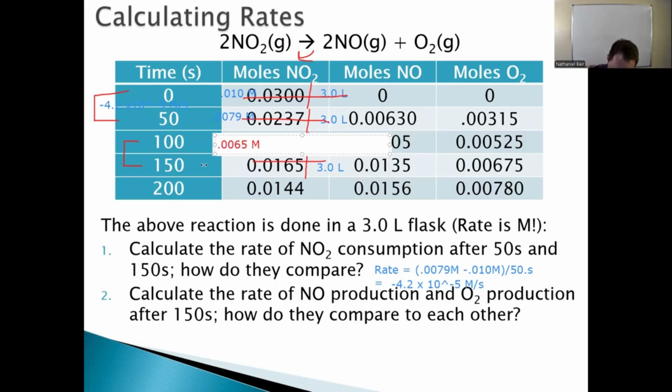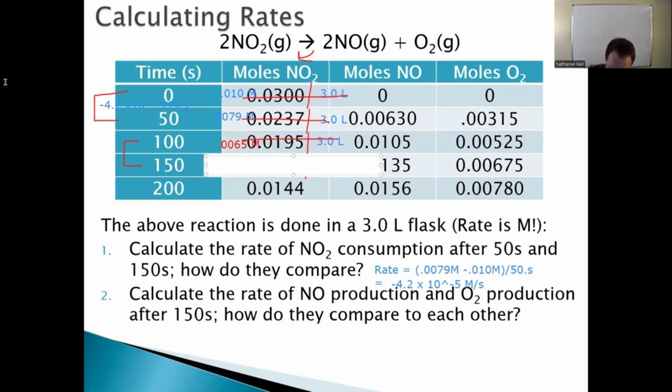And at 150 seconds, we've got 0.0165 divided by 3. That's going to be 0.0055 molar. Excellent. And now I want to calculate the rate. So I want to do the concentration at 150 seconds minus the concentration at 100 seconds, and then divide by that same 50 seconds, because the change in time from 100 to 150 is 50 seconds. So I want to see what our speed is here.